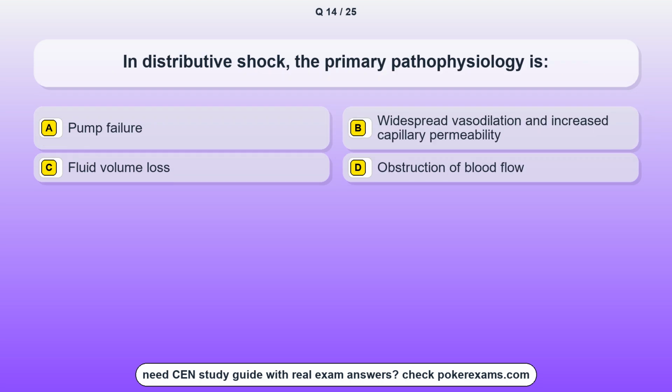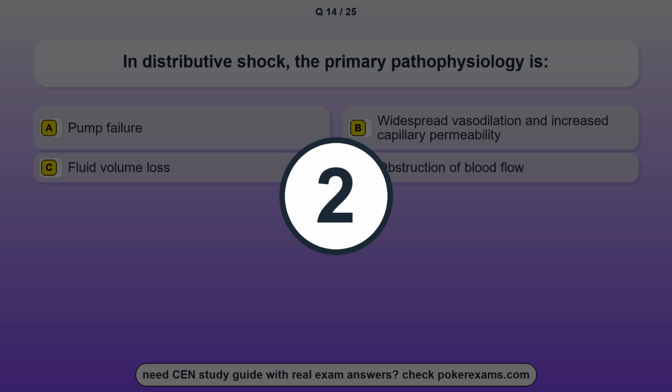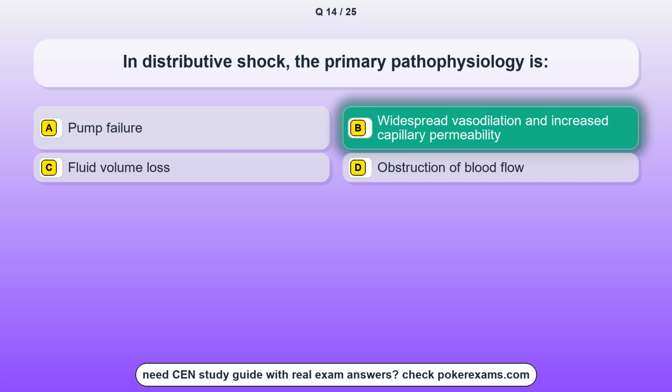Question 14. In distributive shock, the primary pathophysiology is Option A pump failure, Option B widespread vasodilation and increased capillary permeability, Option C fluid volume loss, Option D obstruction of blood flow. The correct answer is Option B, widespread vasodilation and increased capillary permeability.